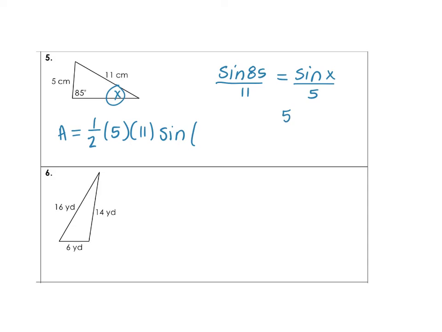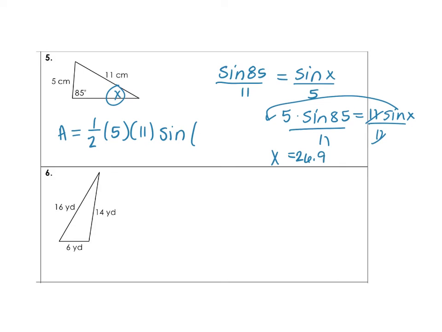So we're going to cross multiply again. So 5 times sine of 85, and then that's going to be equal to 11 sine of x. And so we'll divide by 11, and then move our sine value over and do our inverse sine. So that gives me an angle measure of 26.9. So that's going to be our missing value here, 26.9. And so that area is going to be 12.4 centimeters squared.